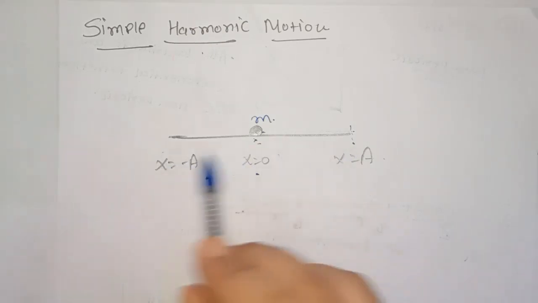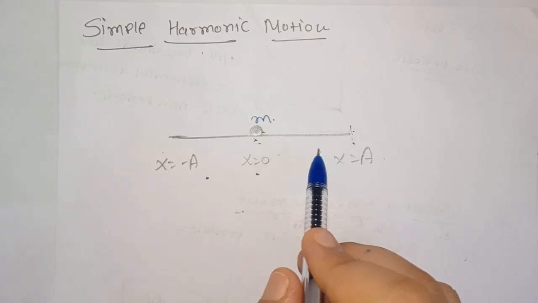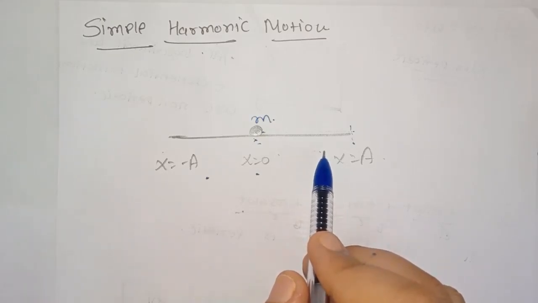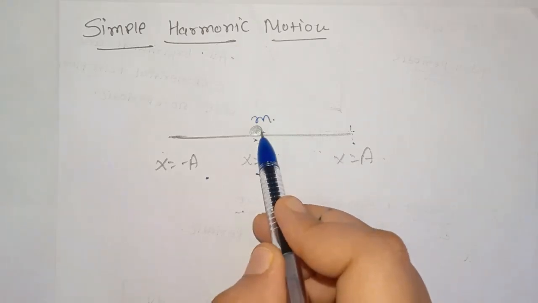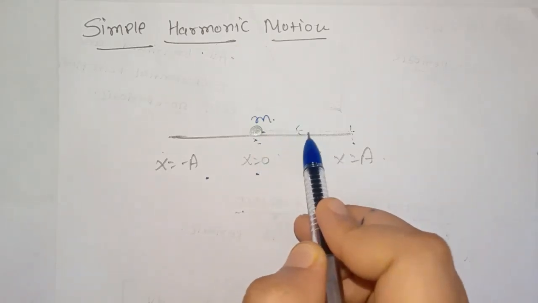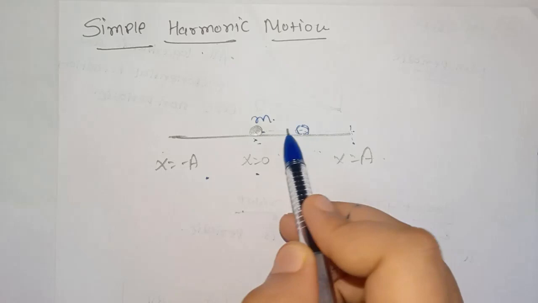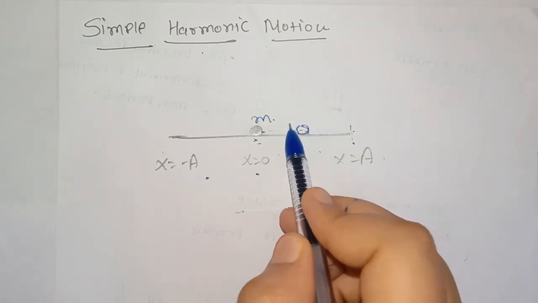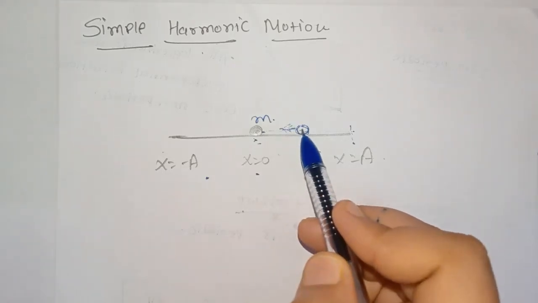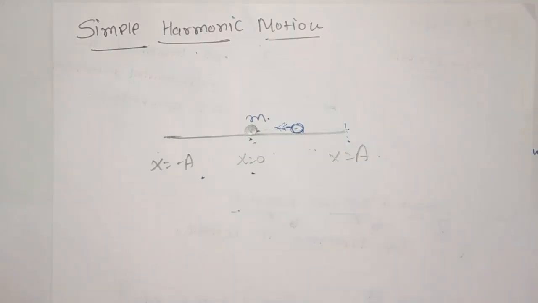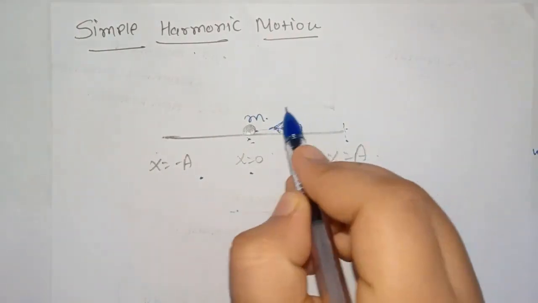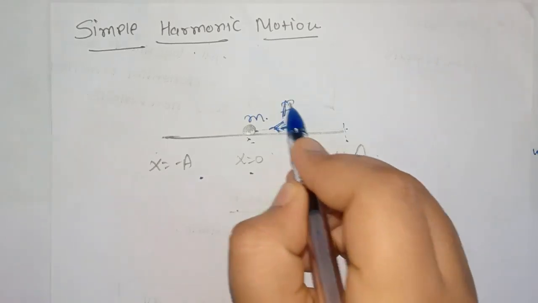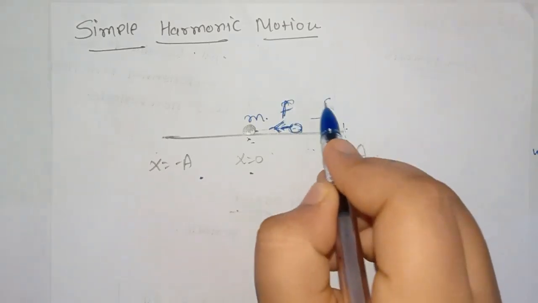Here we are considering the surface to be smooth. That means there are no dissipating forces acting on this object. Now, at any point, there will be a restoring force acting on the object to take it to its initial position. This restoring force will always be in the opposite direction of the displacement.